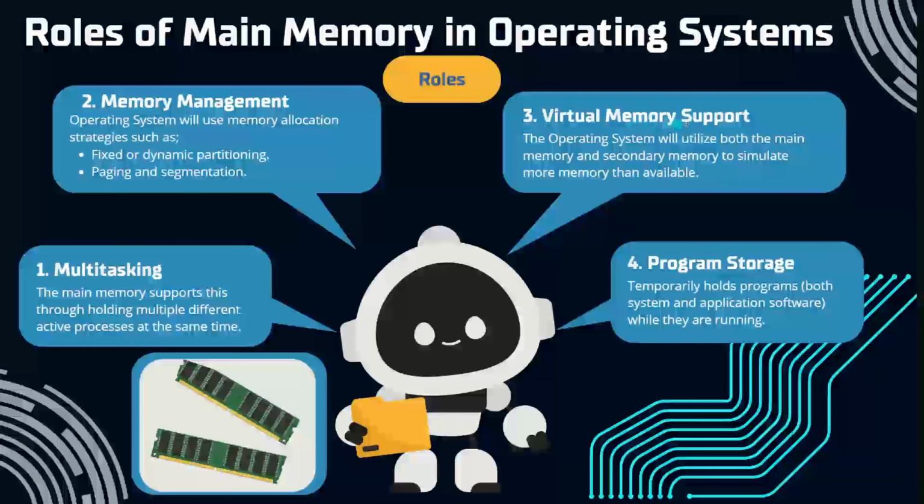Thirdly, we have virtual memory support. The operating system will utilize both the main memory and secondary memory to simulate more memory than is available physically on our computer system. Fourth, you have program storage. It temporarily holds programs, both system and application software, while they are running in a computer system.